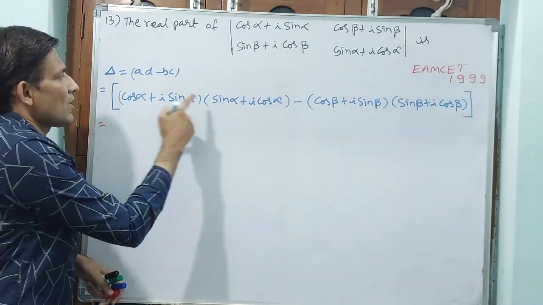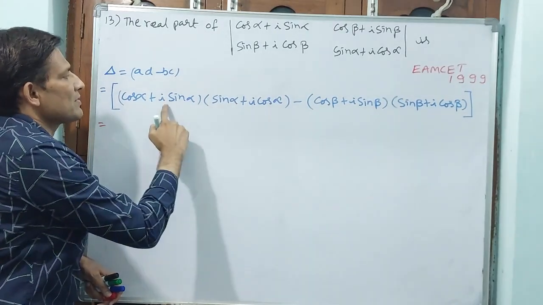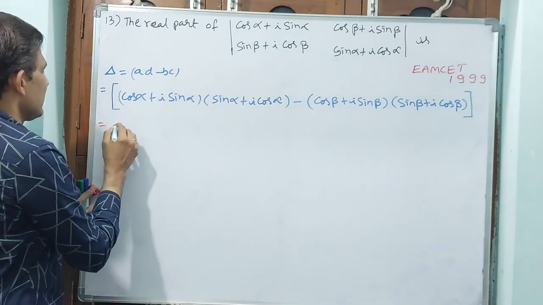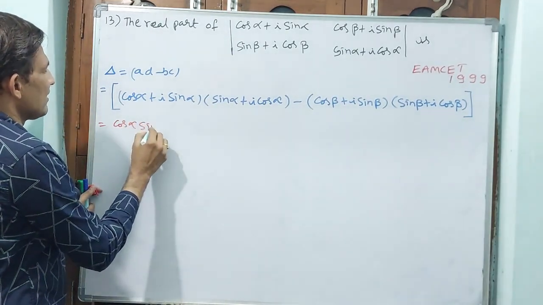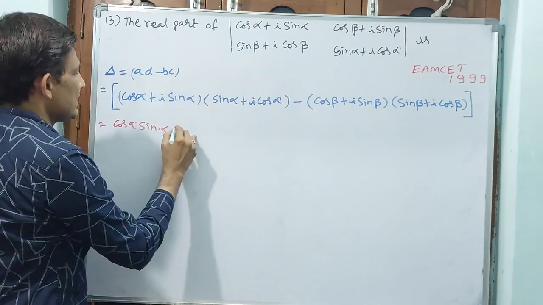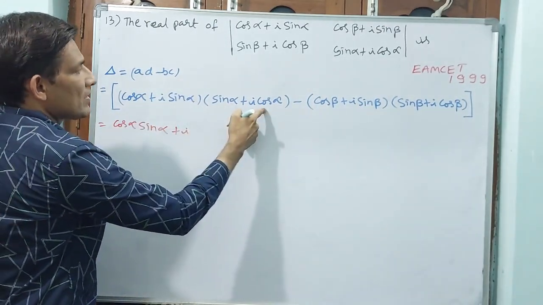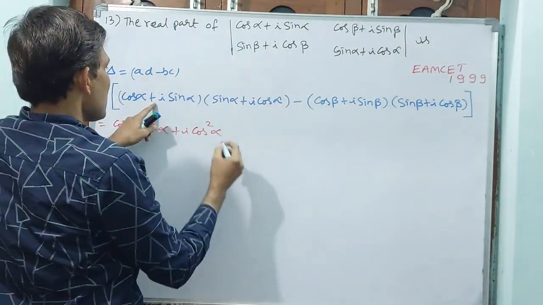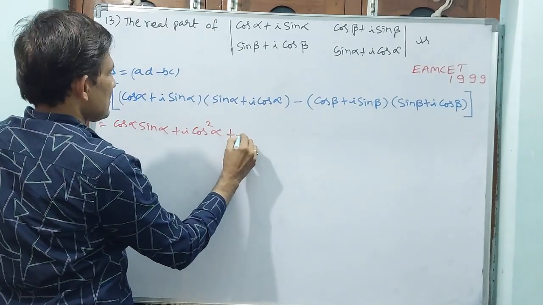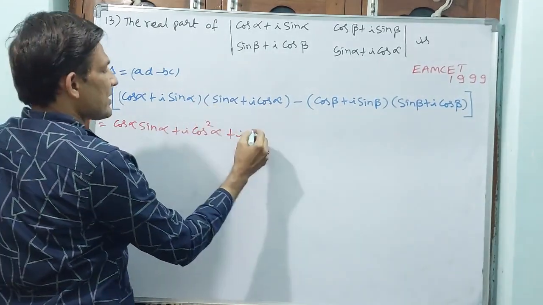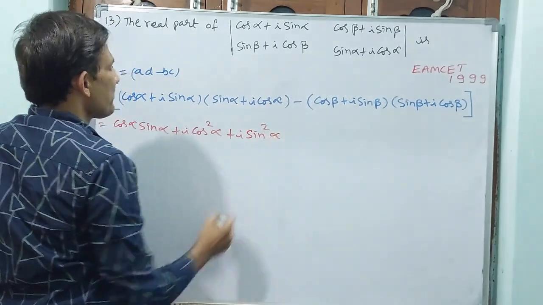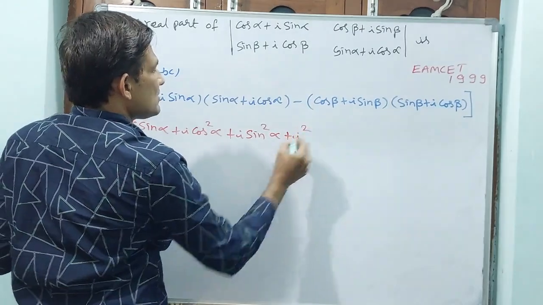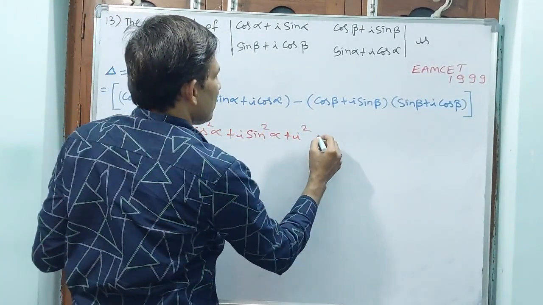You have to multiply cos first, afterwards i sin. See what I am doing now. Cos alpha sin alpha, write down cos alpha sin alpha, then plus i cos square alpha, then plus i sin square alpha, plus i square sin alpha cos alpha.